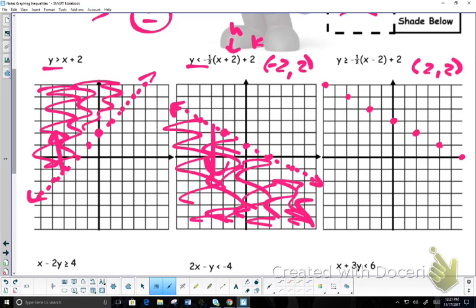Solid or dash? Solid. Very good. Solid, because there's the solid line underneath it. Put your arrows. Once again, put your pencil on it. Y is greater than. Where are you going to shade? Up. Good job. Above.